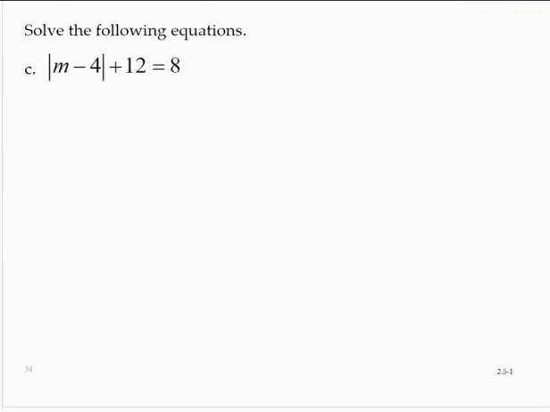Absolute value of m minus 4, plus 12, is equal to 8. Again, I'll isolate the absolute value quantity. So I'll subtract 12 from both sides. The absolute value of m minus 4 would equal negative 4.